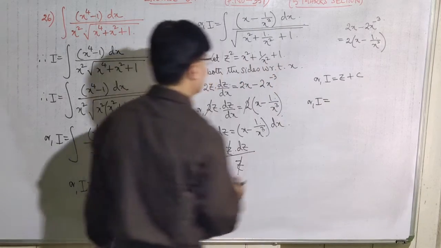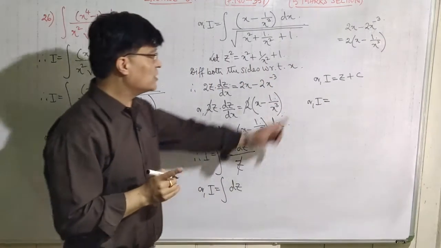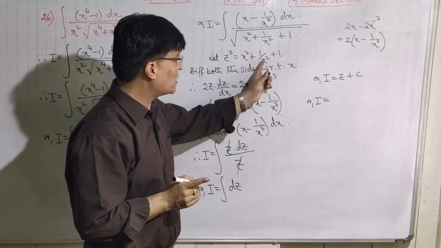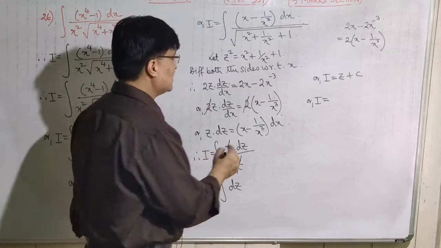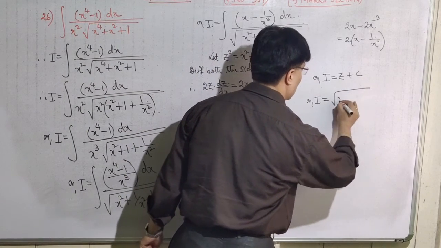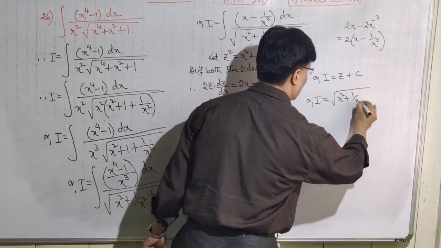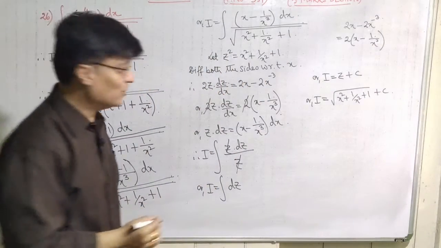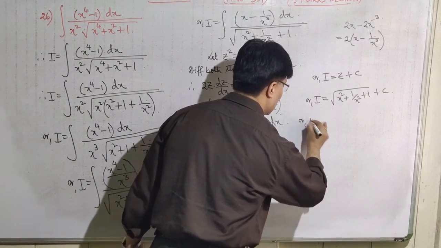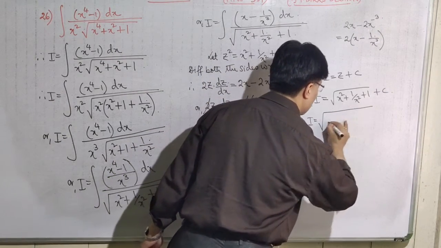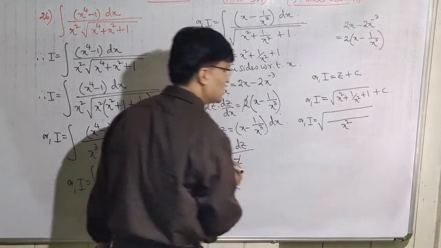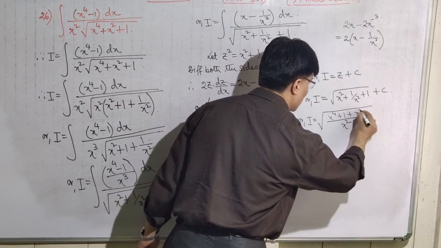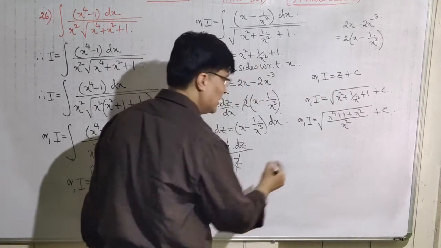Now I is equal to, what is the value for z? The value for z is square root. Since z square is equal to x square plus 1 upon x square plus 1, what is the value for z? It is within square root x square plus 1 upon x square plus 1 plus c. Okay, so let us simplify it. Now I is equal to, within square root, what's the LCM? Within square root, x square is the LCM. This becomes x to the power 4 plus 1 plus x square, then plus c.